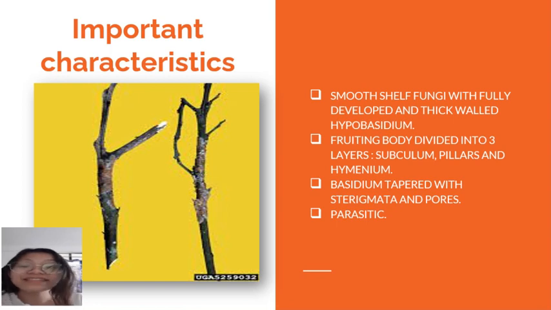The fruiting body is divided into 3 layers, namely subiculum, pillars, and hymenium. They are mostly parasitic, feeding off the scale insects, and the basidium is tapered with sterigmata and spores.